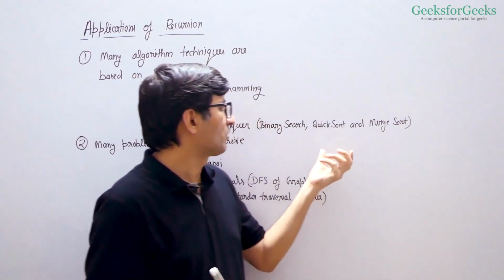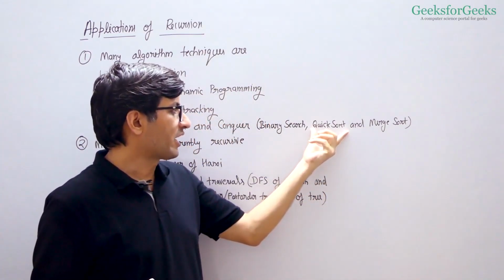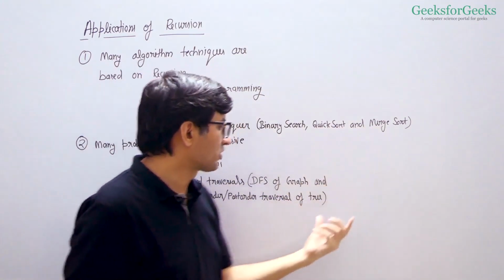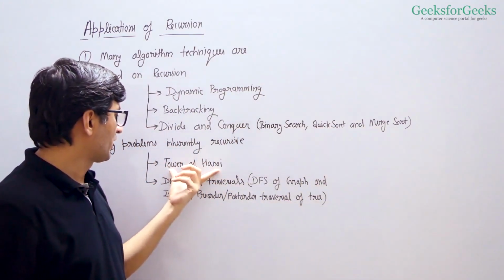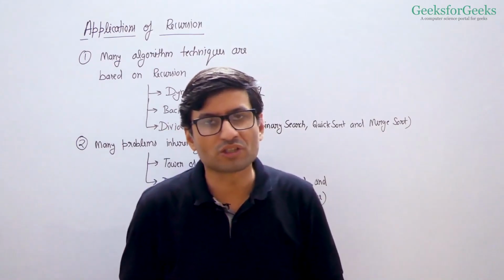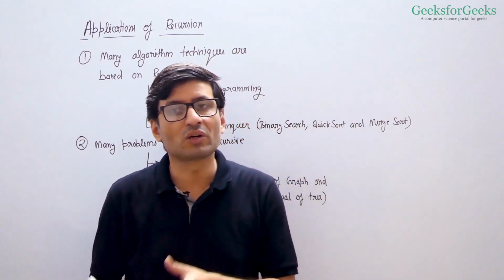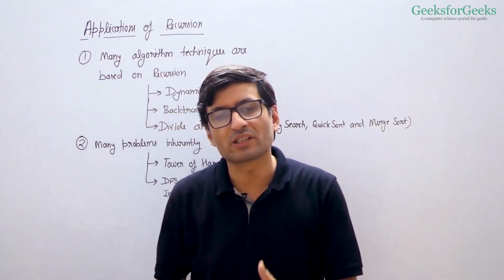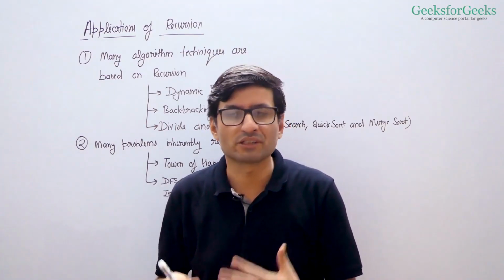For example, if you try writing iterative quicksort, iterative merge sort, iterative tree traversal, or iterative Tower of Hanoi, the code is going to be very complex. However, equivalent recursive code is going to be very simple.